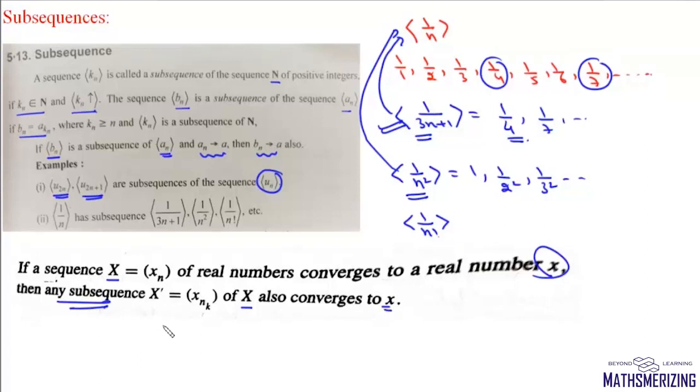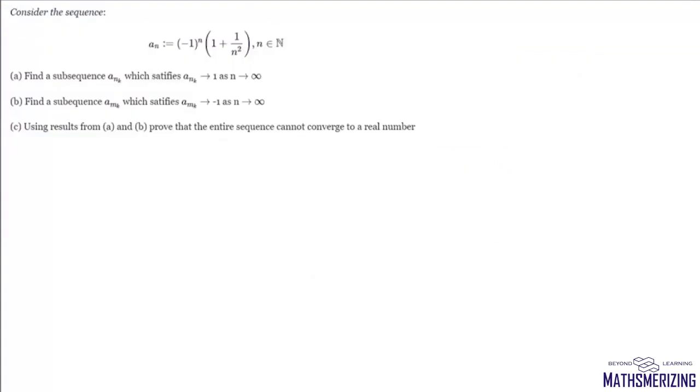Now another utility of this result is, suppose for any sequence we have two subsequences, say x1 and x2, and suppose x1 converges to L1 and x2 converges to L2, and if L1 is unequal to L2, then we can say the sequence x is not a convergent sequence. Now let us take up an example.